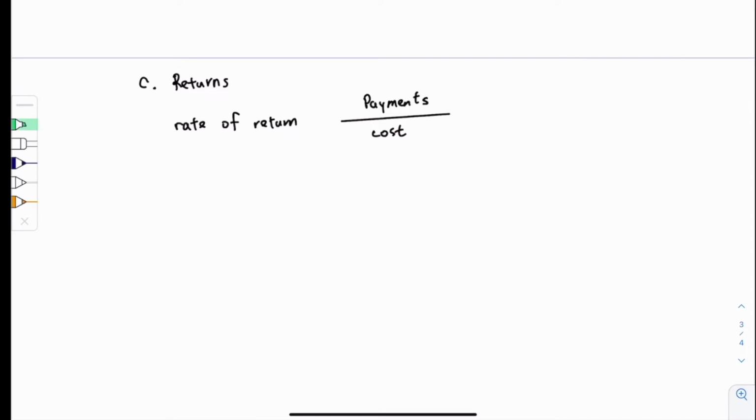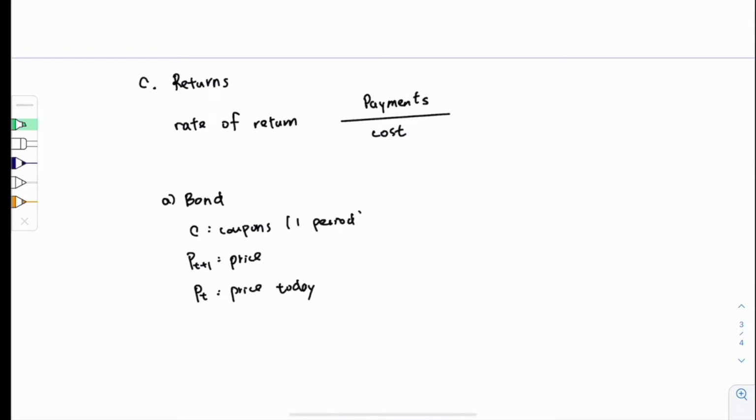And then for holding a bond, the total payment you are going to receive includes the coupons, and then if you sell it, you are going to receive the price of the bonds next period. And then the cost will be the price that you pay today. So if it is only for one period, then the return for holding a bond for one period will be the C, that is the coupon, plus the price that you sell the bonds for, and then divided by the price you pay for it. So this will be the gross return.